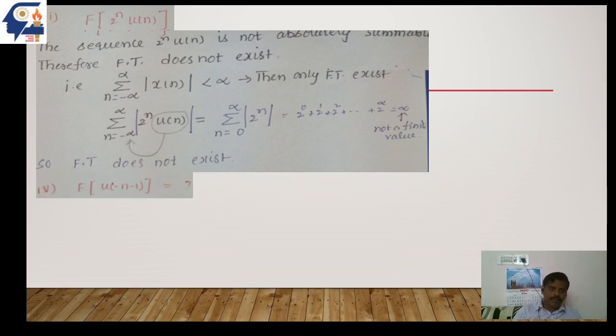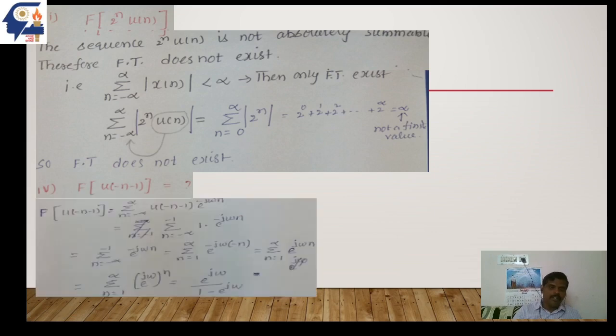Next one, find the Fourier transform of u of minus n minus 1. Because in this case n value is negative, my starting point is minus infinity. To find the terminating point, we have to equate that to 0. We'll see. Fourier transform of u of minus n minus 1 equals the general formula, summation from minus infinity to plus infinity, given signal, e power minus j omega n.